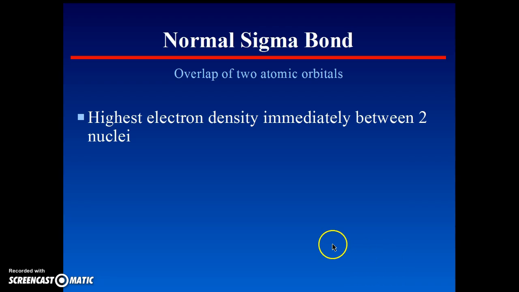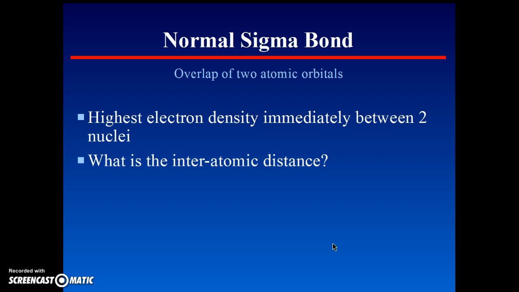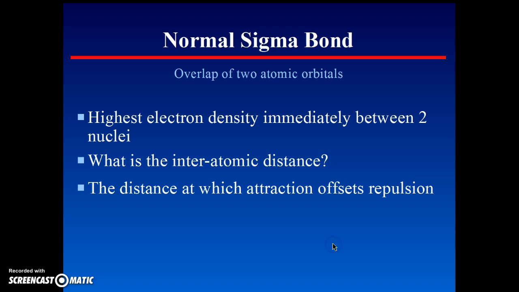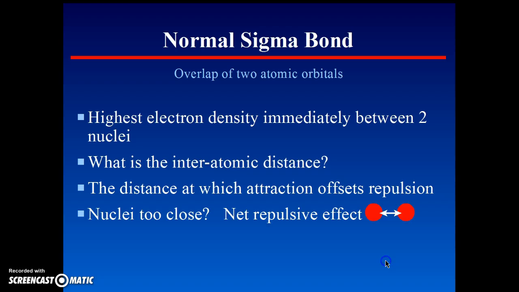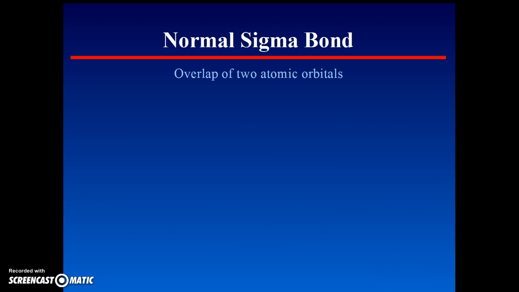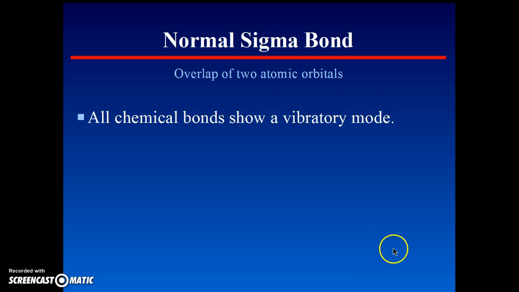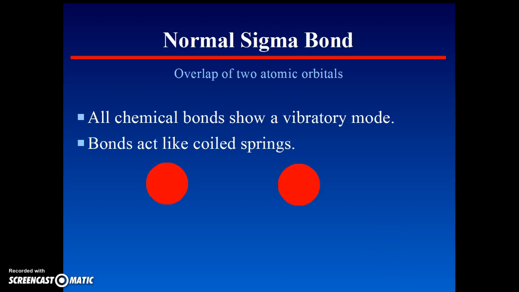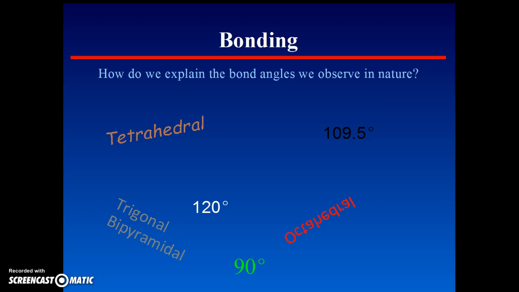Now, the highest electron density in a chemical bond is right between the two nuclei. We remember what the interatomic distance is. It's the distance at which the attraction offsets the repulsion between the two atoms. If the nuclei are too close, you get net repulsion. If they're too far apart, you'll get net attraction. What that leads to is a vibratory mode. Bonds act like coiled springs, and the atoms will move together and apart around the covalent bond.